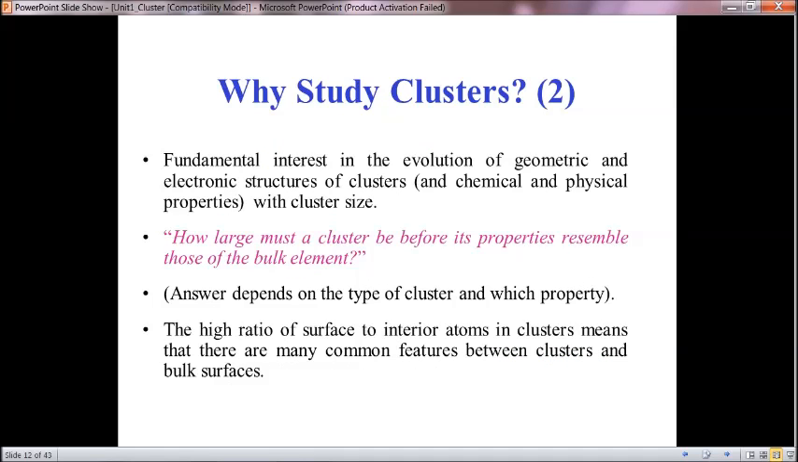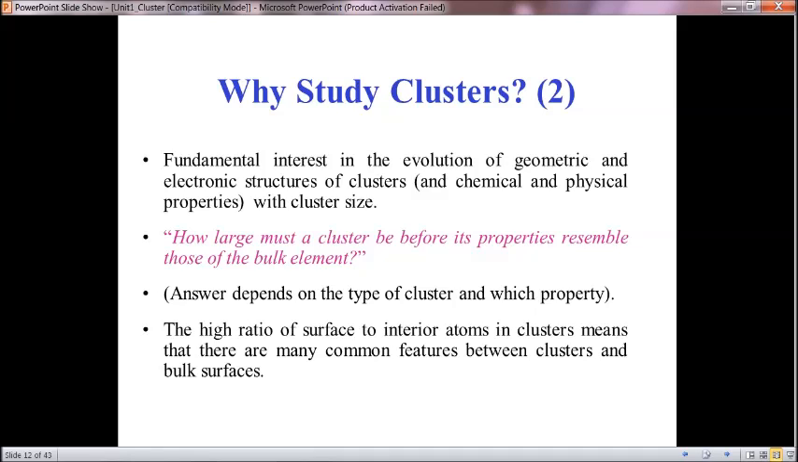So the fundamental interest in the evaluation of geometric and electronic structure of clusters, and chemical and physical properties with the cluster size, are also to be included. So how large must a cluster be before its properties resemble those of bulk element is a question over here, because bulk element means it's a dimensional view in which the dimensional changes may occur, but cluster means accumulation of nanoparticles with which its size changes. So the answer depends on the type of cluster and the property.